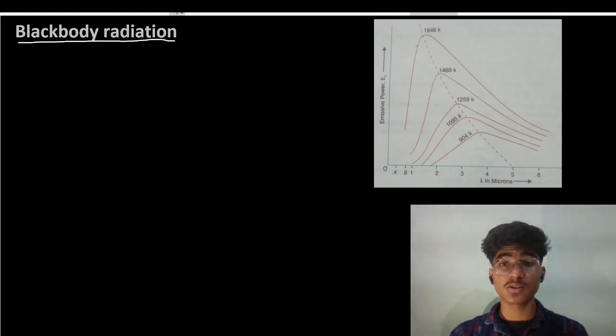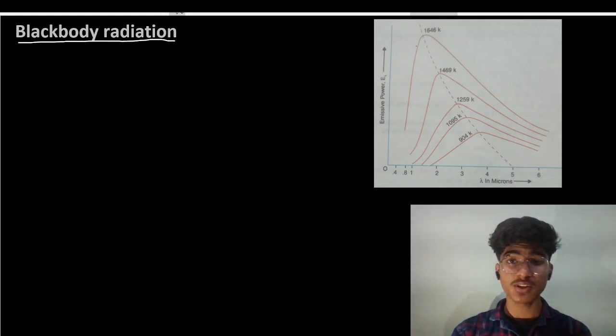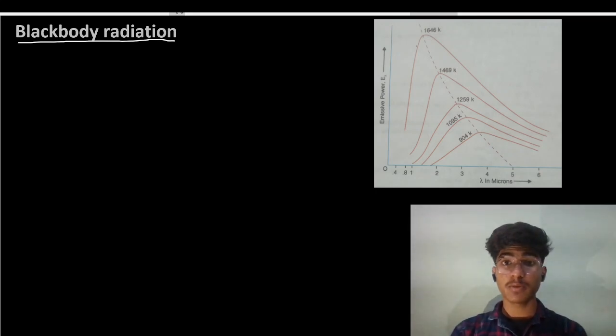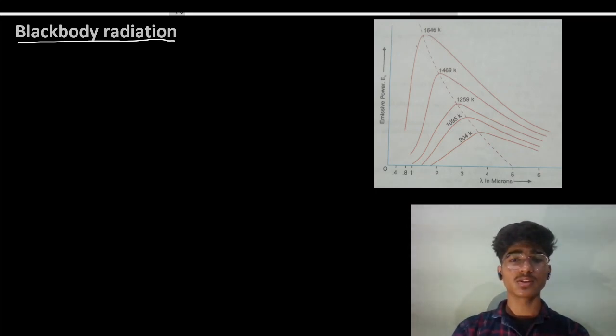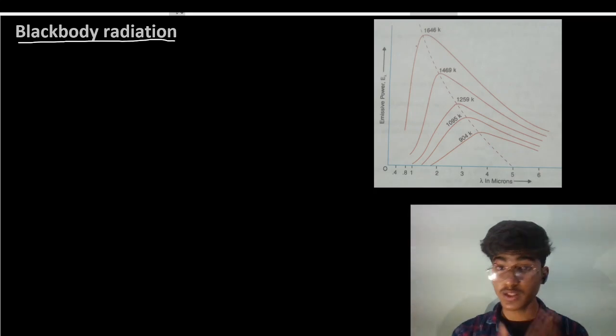And today I'm going to discuss part 2 of Blackbody radiation, which is the experimental graphs. We will study the experimental graphs of Blackbody radiation and discuss the Stefan-Boltzmann law and Wien's displacement law and all that.